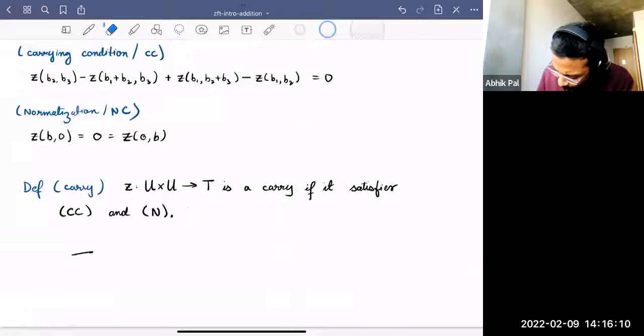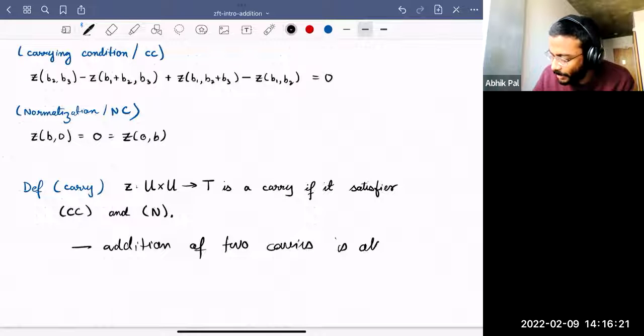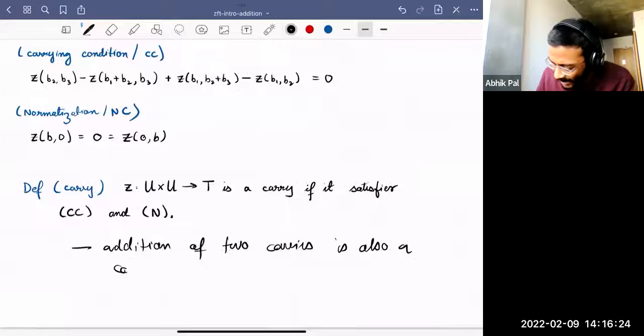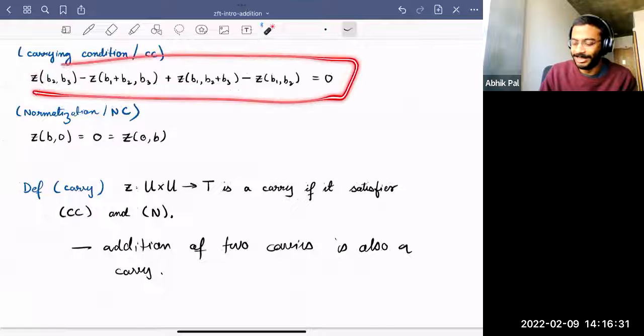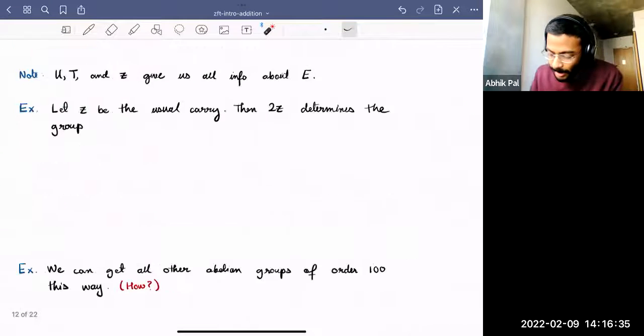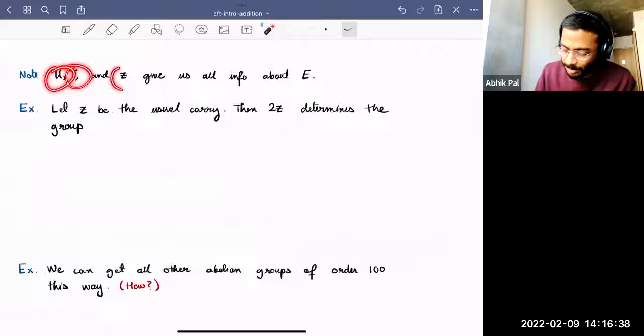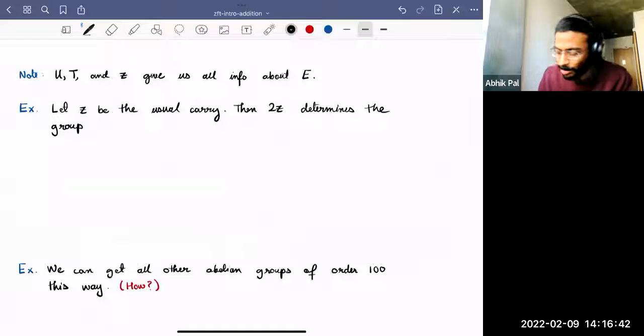One remark that I forgot to make is that if I add two carries, I get another carry. So addition of two carries is also a carry. This essentially follows just by the definition, right? Because if I have Z1 plus Z2 here, this identity is satisfied. And if I have Z1 plus Z2, this other identity is satisfied. And really, these three pieces of information give us all the information that we can have about group E.